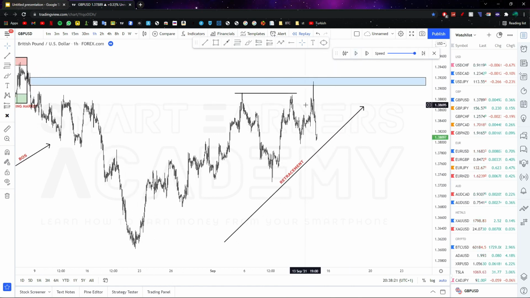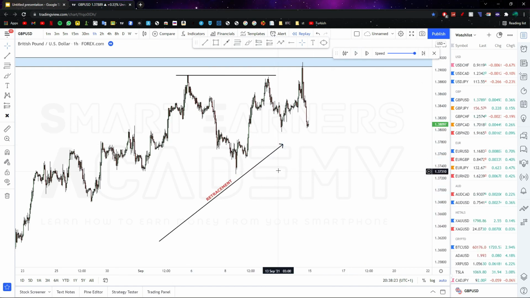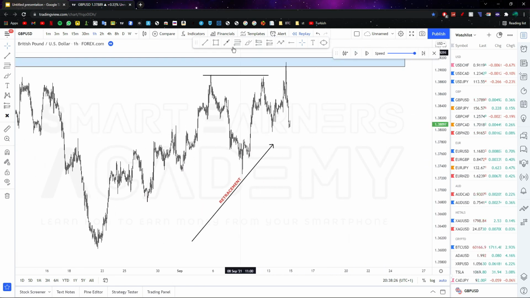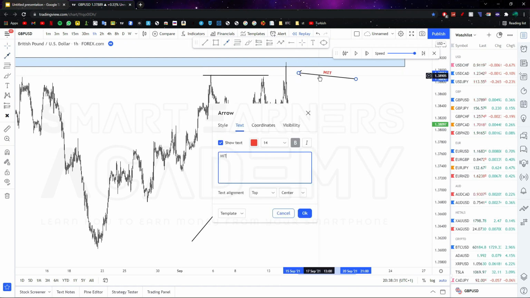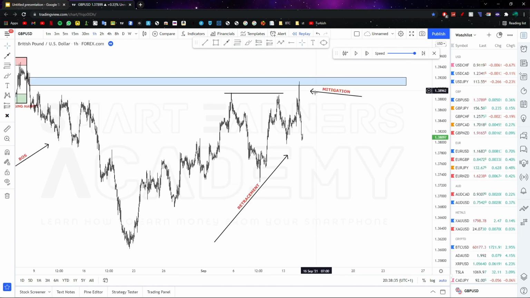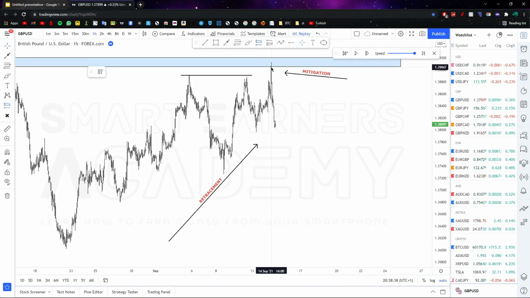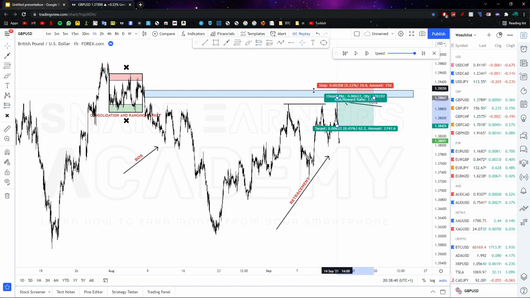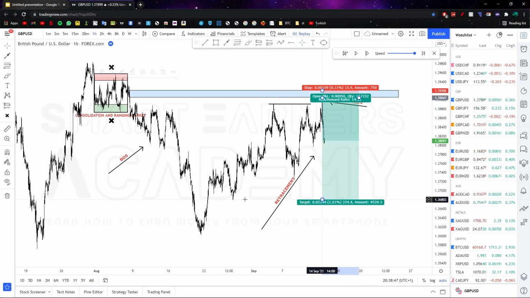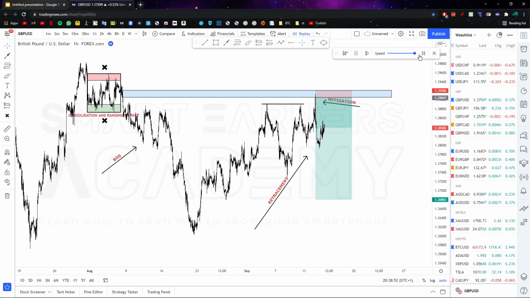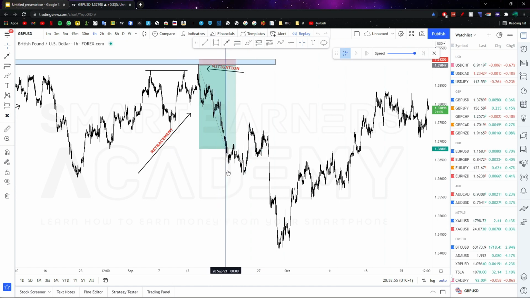Now, mitigation. Now this is the fourth phase, right? Now we're looking here at mitigation. I will just mark this out. Mitigation. Brilliant. So now we know price has mitigated this order block, we can now enter, right? Not a bad stop loss, 15 pips, and then we can target these lows here or these lows here. Doesn't really matter, right? And then of course price will react.